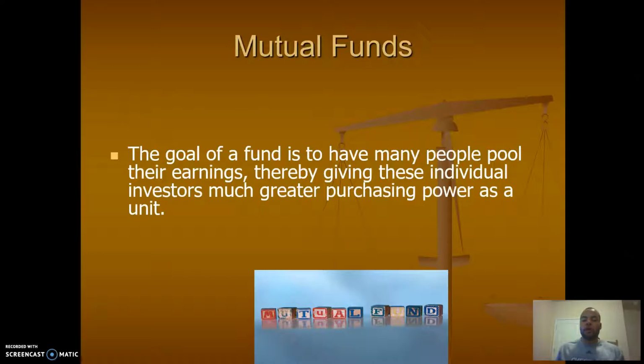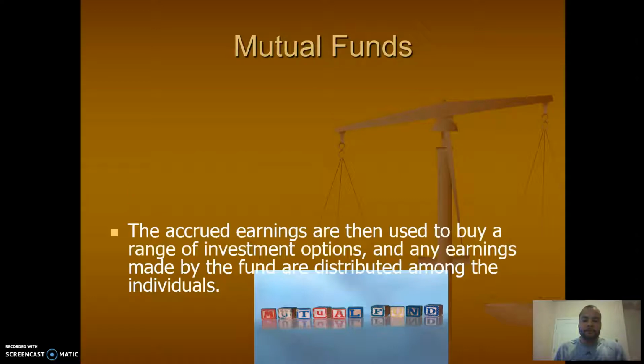So the goal of a fund is to have many people pool their earnings, meaning that they invest their money. And the more people you have investing, the greater your purchasing power will be. The accrued earnings are then used to buy a range of investment options. Any earnings made by the fund are distributed among the individuals.